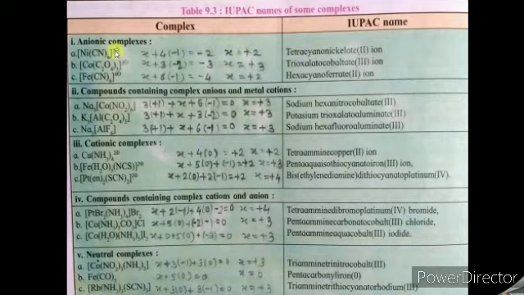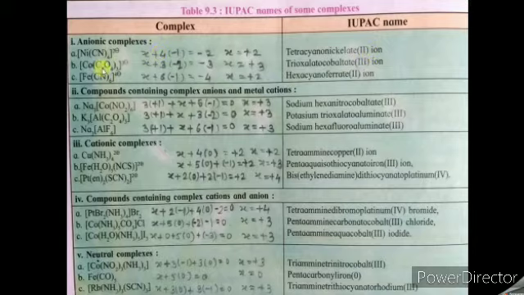As it is an anionic complex, nickel becomes nickelate. And lastly you have to write the word ion. So tetracyanonickelate(II) ion is the correct IUPAC name of the first compound.